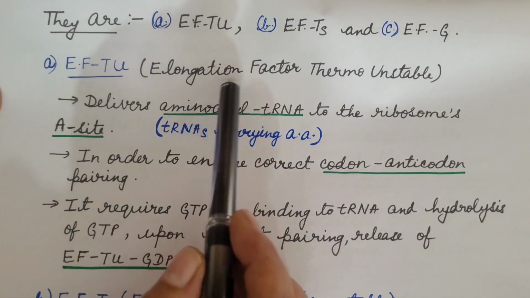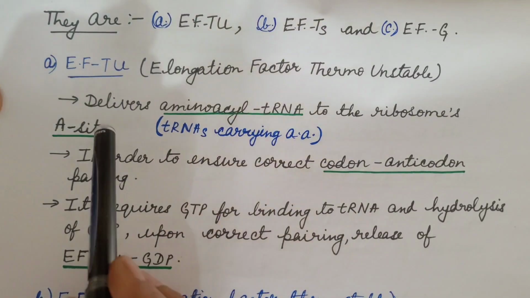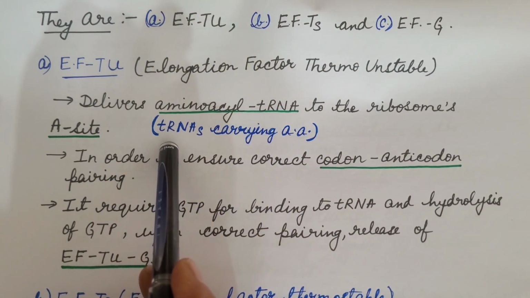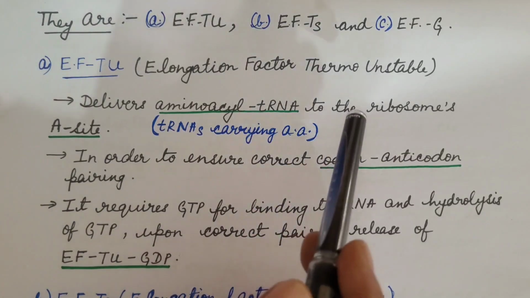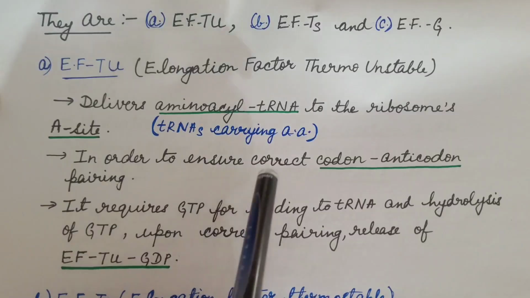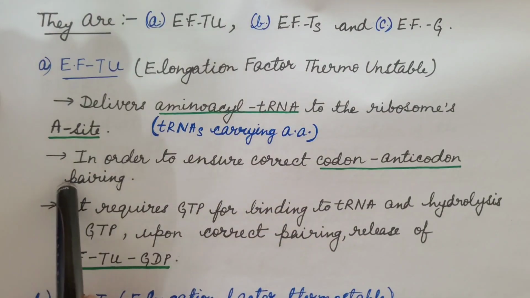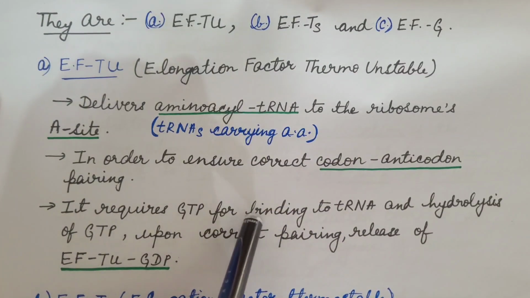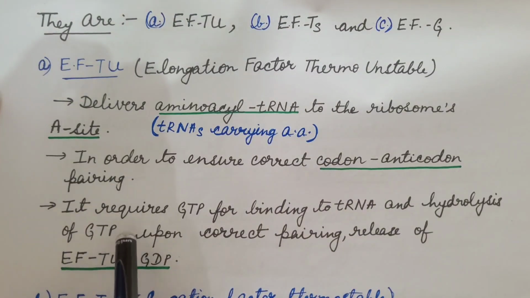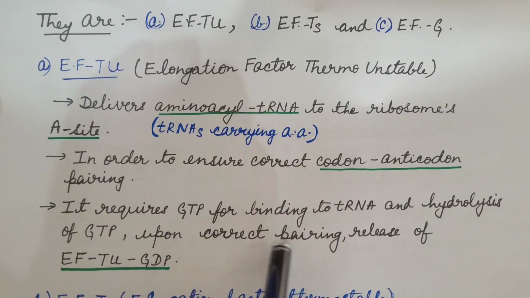EF-Tu, that is elongation factor thermo-unstable. It delivers aminoacyl transfer RNA, that is transfer RNAs carrying amino acid, to the ribosome's A site, in order to ensure correct codon-anticodon pairing. It requires GTP for binding to transfer RNA and hydrolysis of GTP. Upon correct pairing, that is codon-anticodon pairing, release of EF-Tu GDP takes place.